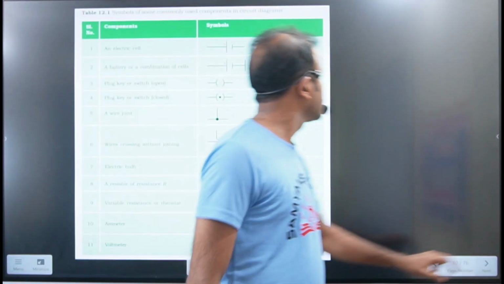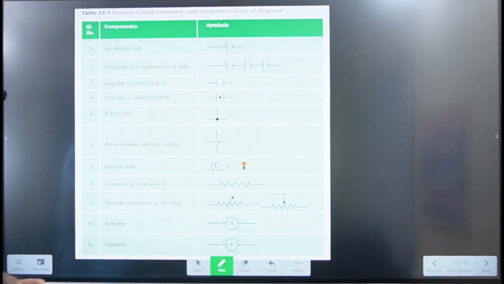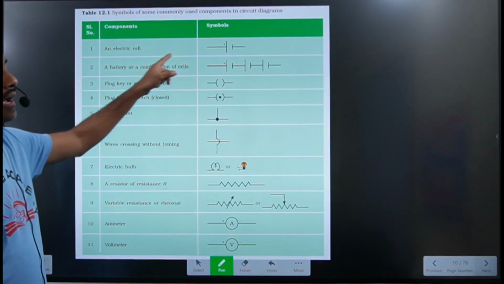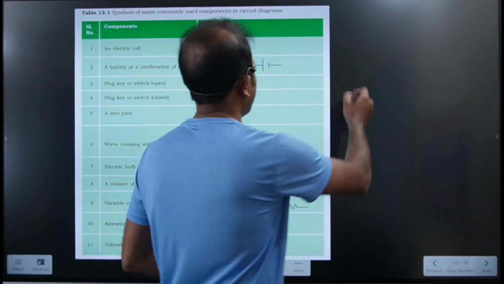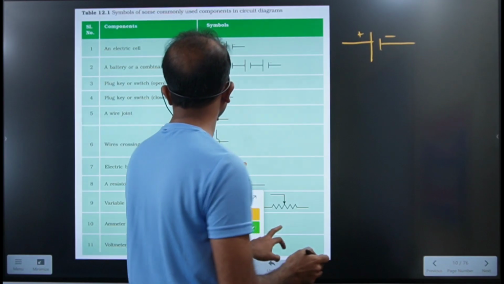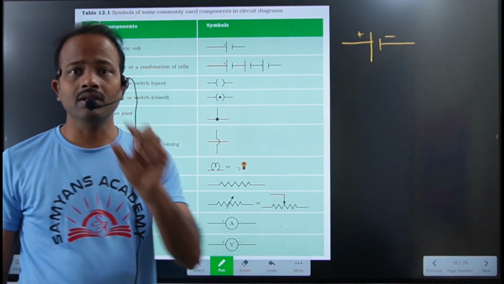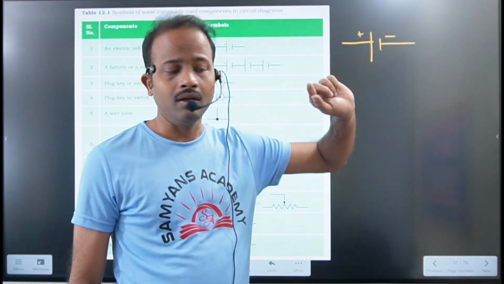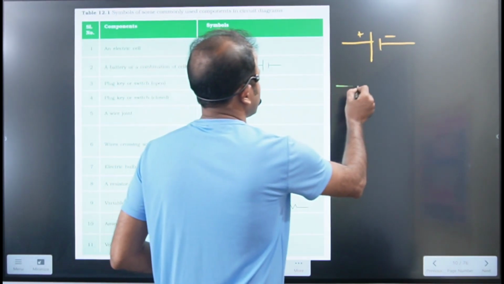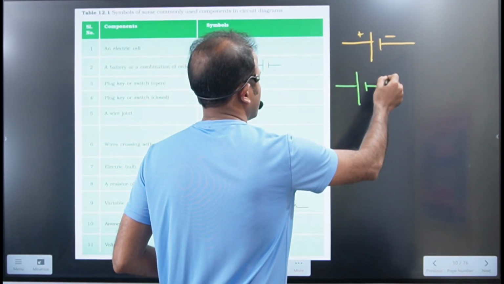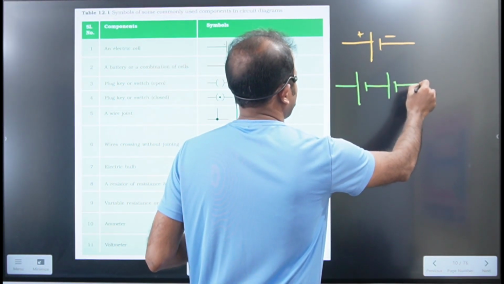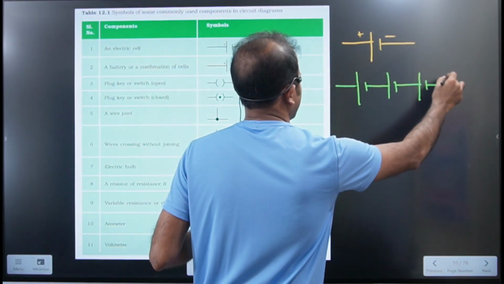Move on to these symbols of some components which are used in circuit diagrams. This is an electric cell, and this is a battery. So battery you have to use by this symbol. This is the positive terminal, this is the negative terminal, right? This indicates only one cell. And if you combine the cells in series like this, the negative terminal of one battery is connected to the positive terminal of the other battery, again negative to positive, negative to positive.